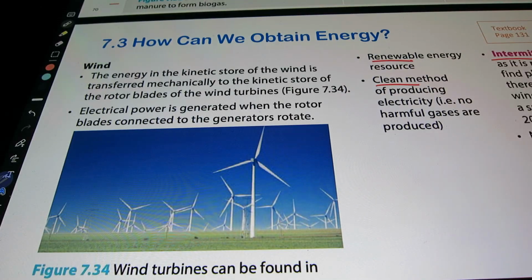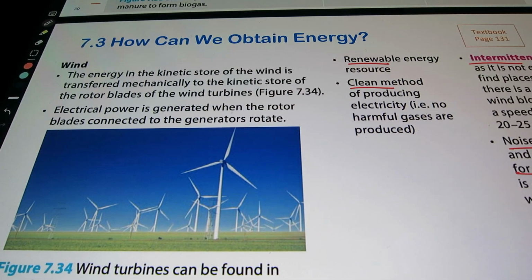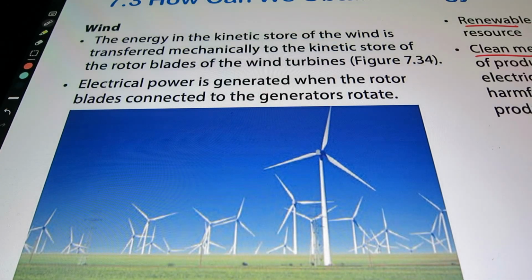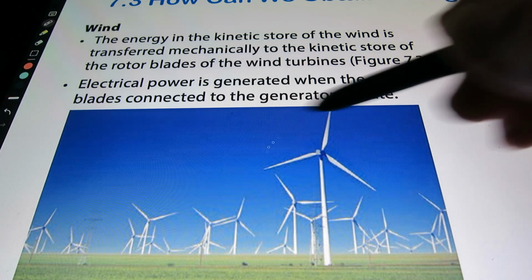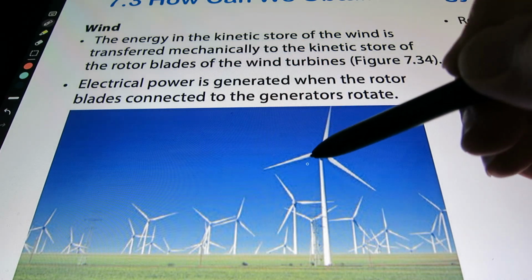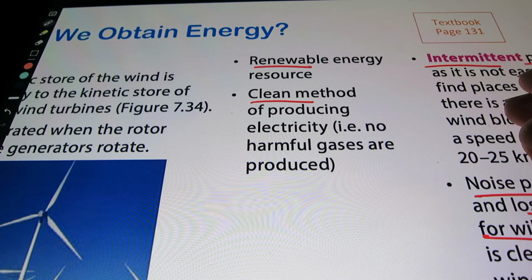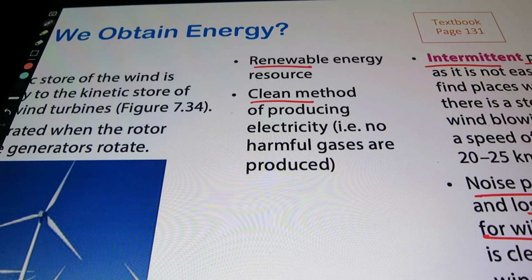Now we go into the renewable energy sources. We have wind. This is a wind turbine. A wind turbine takes the kinetic energy of the wind, transfers it into a turbine, and it turns, and that turning will then be able to generate electrical energy. It's renewable, it's clean, meaning it doesn't have any negative effects on the environment.